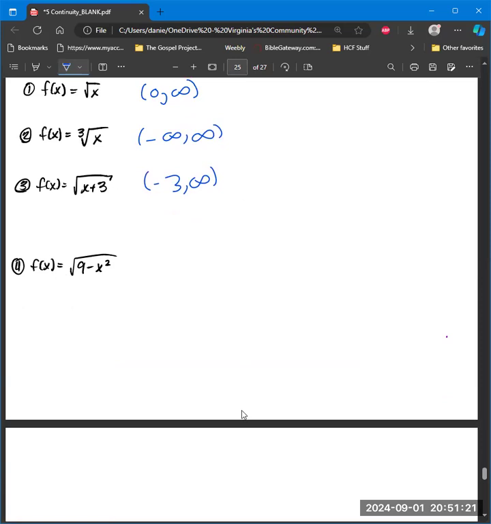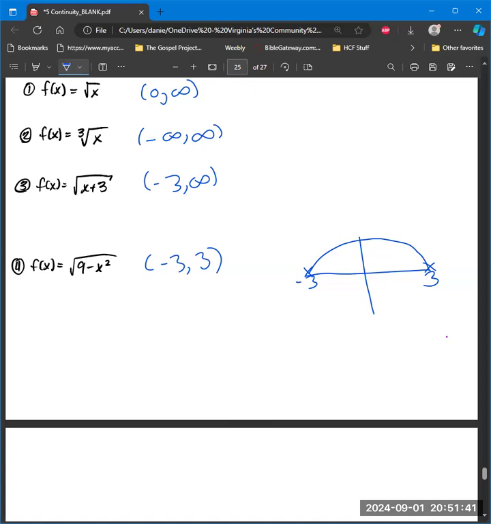Here it would probably be best to look at a graph of this function to know this is the top half of that circle there. And we are not going to be continuous at either of the endpoints there where we're going to have 0 inside the root. So we're going to be continuous from -3 to 3.